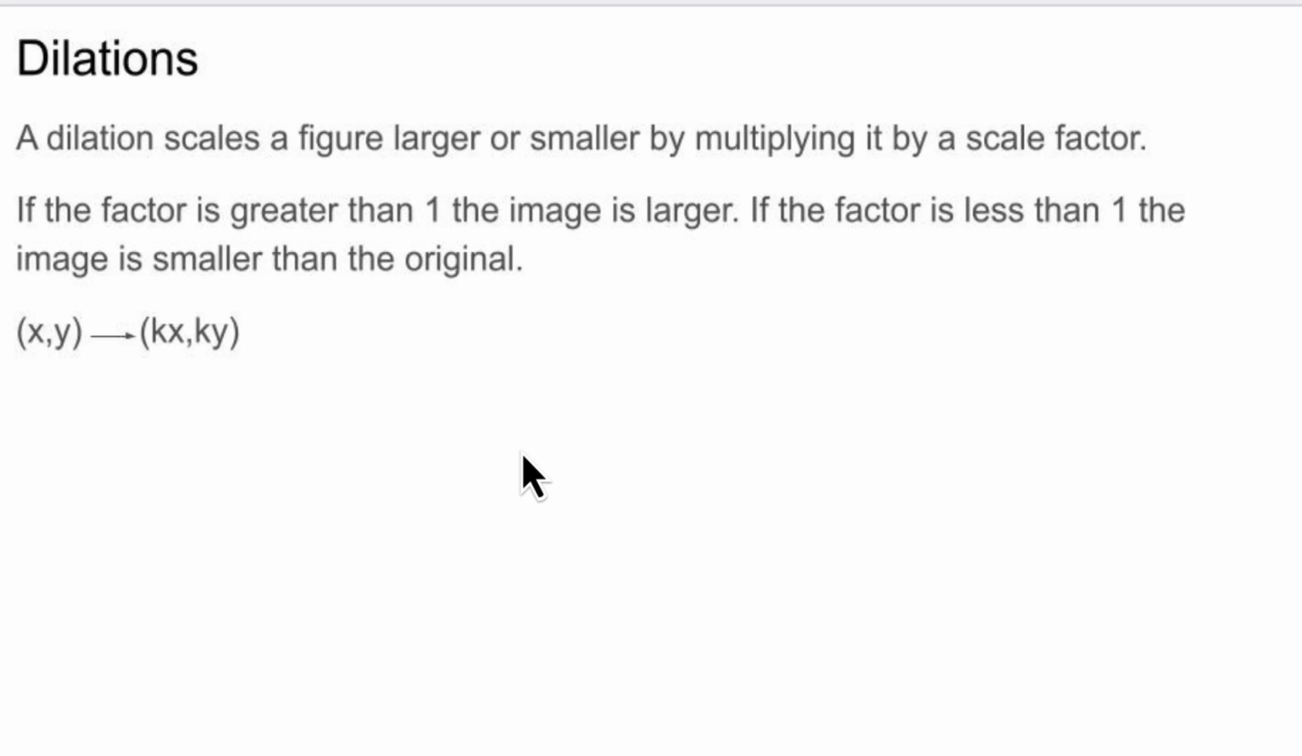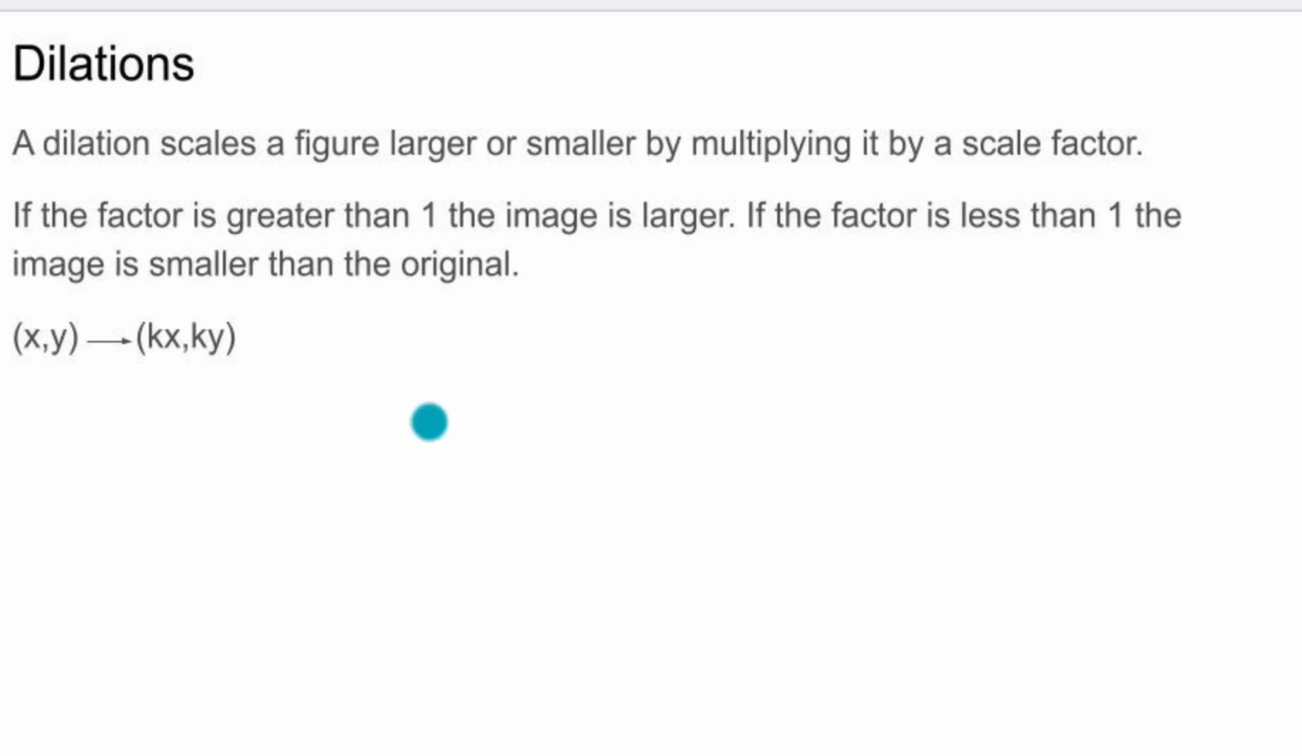Hey mathletes, in this lesson we're going to do dilations. So dilations are a transformation, but they are not a rigid transformation. Since in a rigid transformation the size and shape stay the same, in a dilation the shape is the same, but the size has changed. It's either become larger or smaller. So what we're doing is taking every single x and y number and multiplying them by a growth factor.